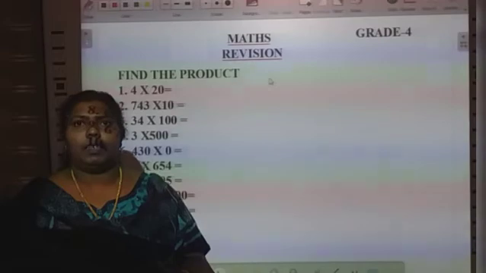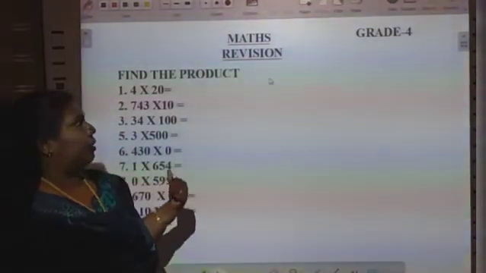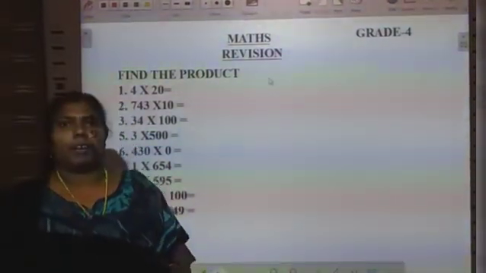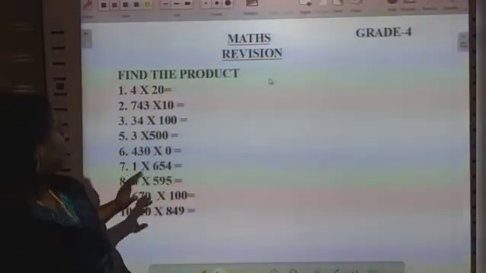Actually, we completed it, isn't it? Yes. Today I am going to give you a revision. See here, the first one is find the product. So this is chapter 3, the multiplication chapter, right? Yes. See here, find the product.